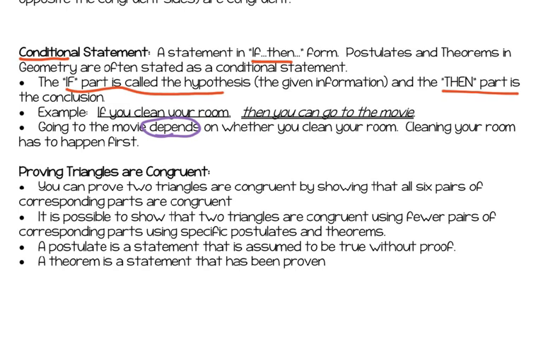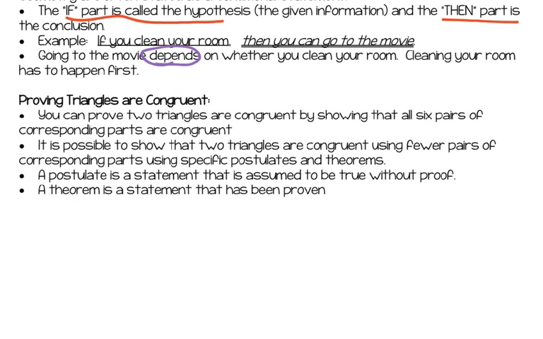Now, when we're proving things, we've already talked before about proving and the burden that's there, but when we're proving that triangles are congruent, there are different ways that you can do this, and that's what we're going to talk about in this unit. You can prove two triangles are congruent if you show that all 6 pairs of corresponding parts are congruent. So if you show that all 3 sides are congruent and all 3 angles are congruent, then that's going to be 2 congruent triangles. It is possible, however, to show that 2 triangles are congruent using fewer than those 6, and that's using specific postulates and theorems. And so in this unit, we're going to learn about those postulates and theorems.